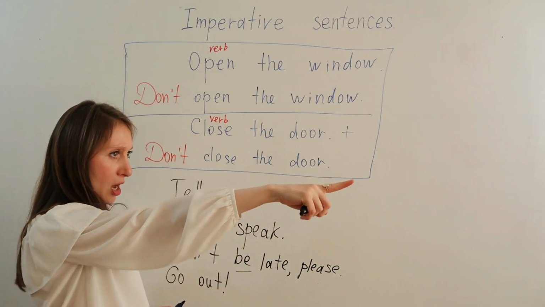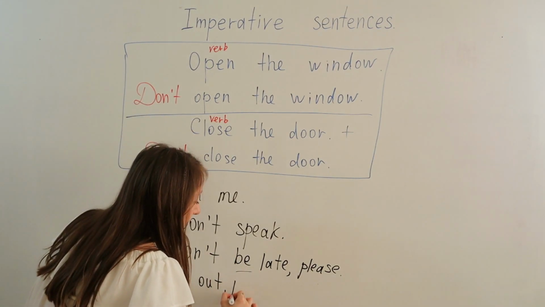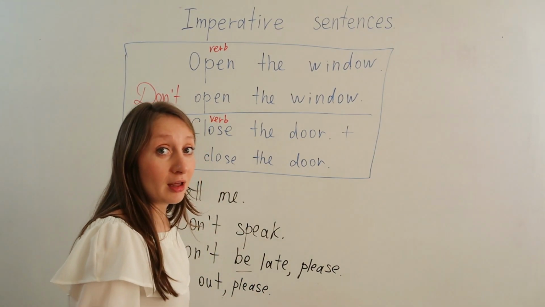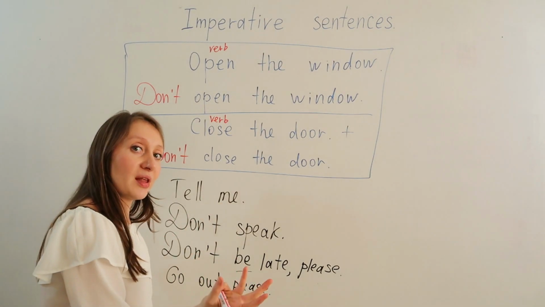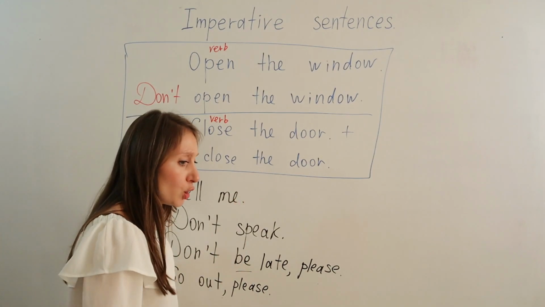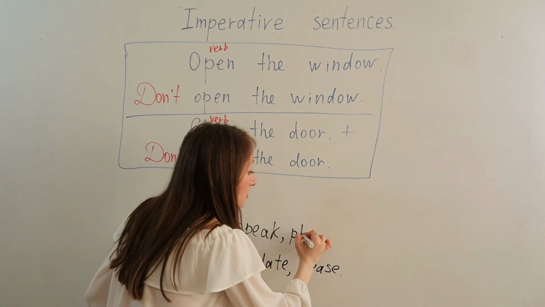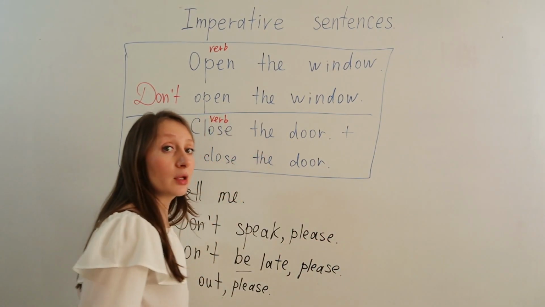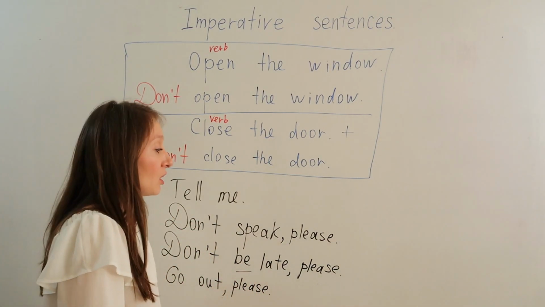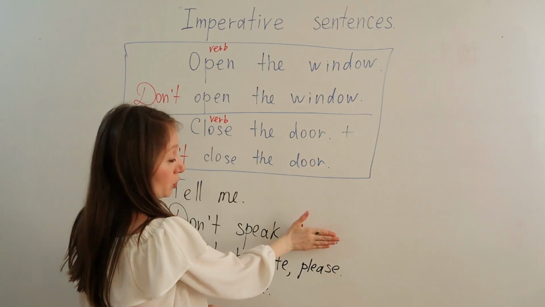The same, go out. It's a bit rude, right? And then you say, go out, please. Like the teacher says to the student, I don't know. But you sound polite. Go out, please. Or here, don't speak. I told you, don't speak. The teacher is talking. And when you say, don't speak, please, still you show that you want to sound polite, right?